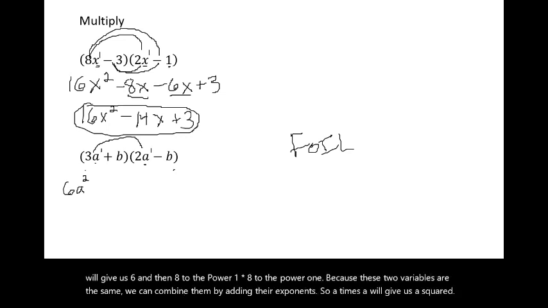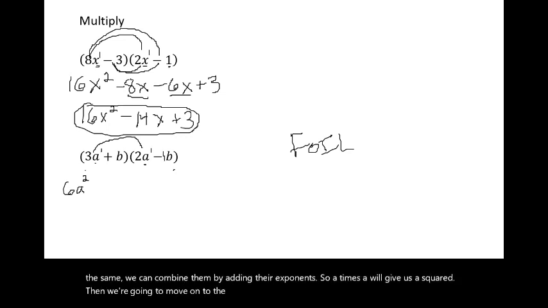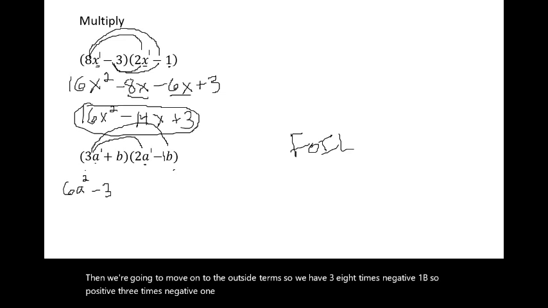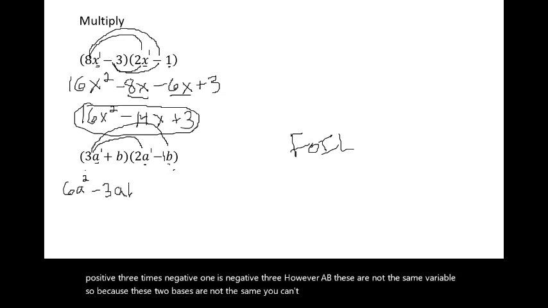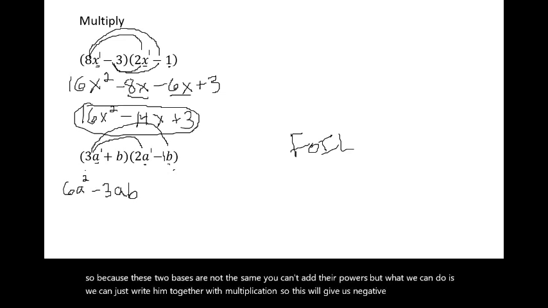Then we're going to move on to the outside terms. So we have 3a times negative 1b. So positive 3 times negative 1 is negative 3. However, a and b, these are not the same variable. So because these two bases are not the same, you can't add their powers. But what we can do is we can just write them together with multiplication. So this will give us negative 3ab. And that's it.